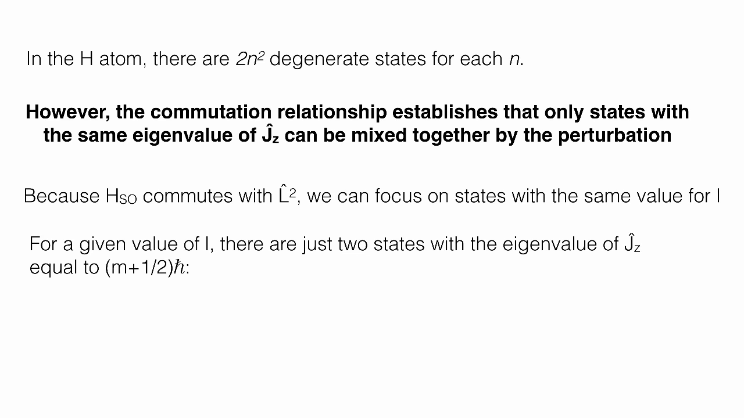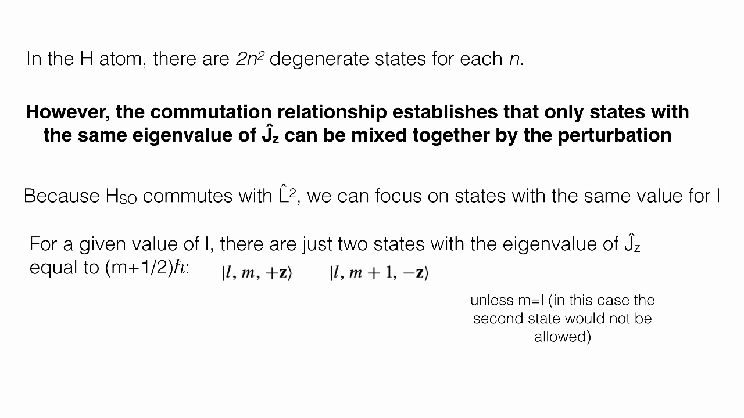Okay. So if we take one particular value of L, there are just two states that are eigenstates of Jz with eigenvalue m plus 1/2 h bar. So m plus 1/2 is basically the eigenvalue corresponding to Lz plus Sz, right? So that would be the only possibilities that we have. So the best way is to do this. If we have those two states, L, m, plus z and L, m plus 1, minus z, those two states have the same Jz. That's what all this means, right?